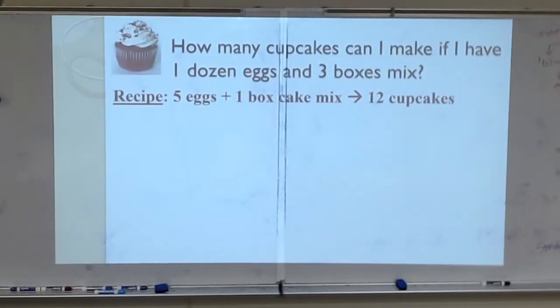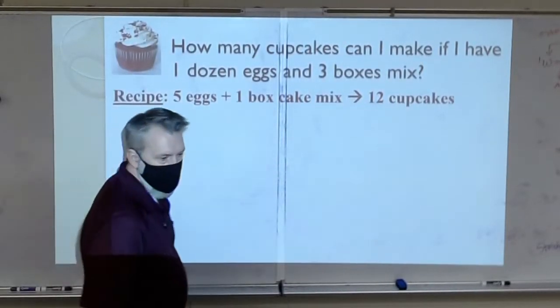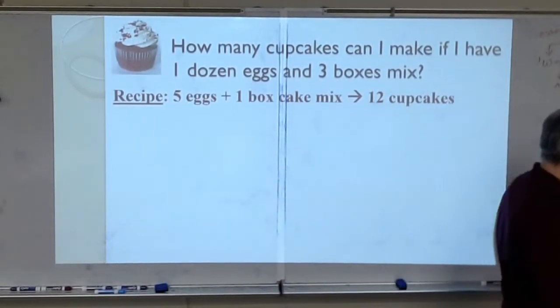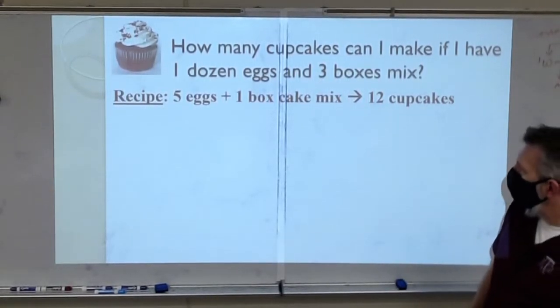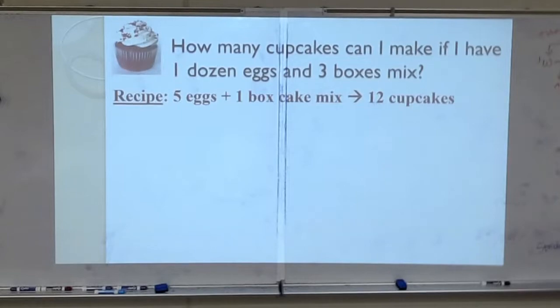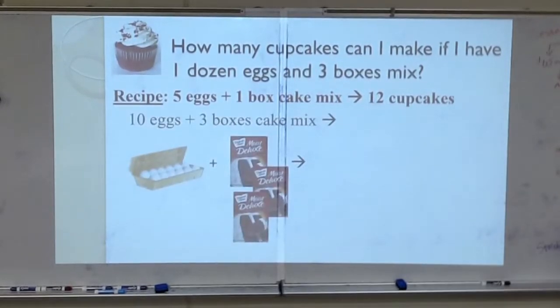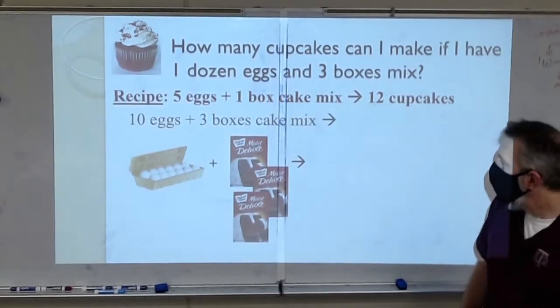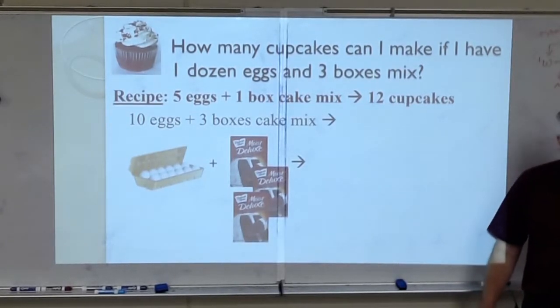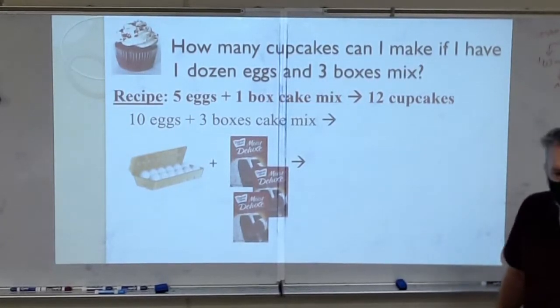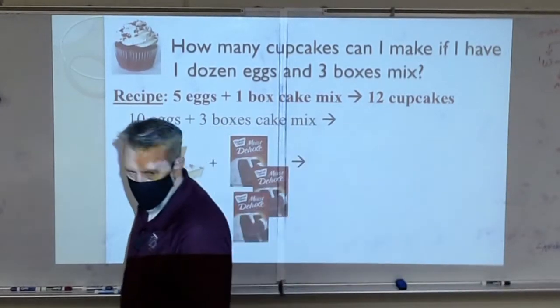So let's think about this. Again, this is not cooking with chemistry, so do not go home and try these recipes. But let's assume I had a recipe, it's a little bit different, where 5 eggs and 1 box of cake mix could make me 12 cupcakes. So if I had 10 eggs and 3 boxes of cake mix, how many cupcakes could I make? 24. What y'all did in your brain real quick is what we're going to do with chemistry.